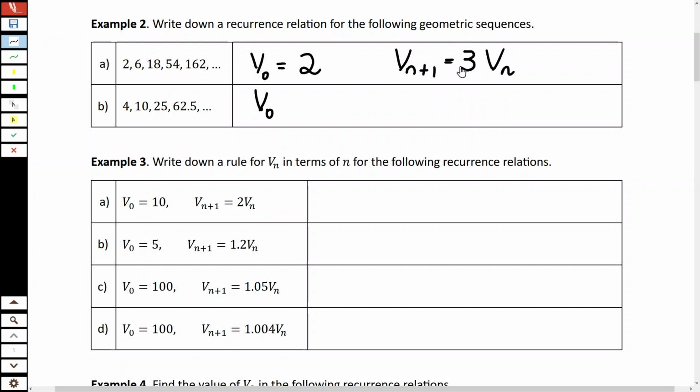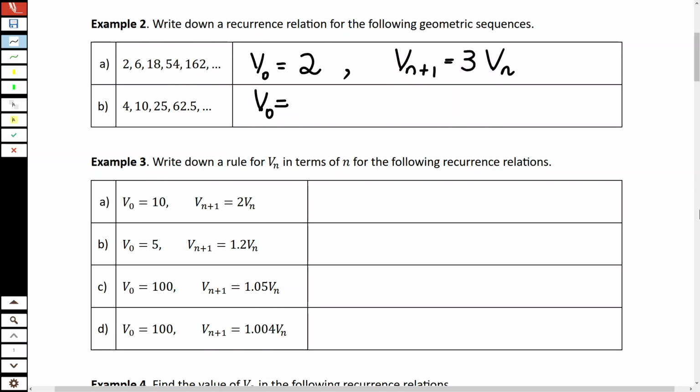3 Vn. Okay. When I write a number in front of the letter, that means I'm multiplying. Okay? So what this recurrence relation is saying is, start at 2, that's V naught, start the sequence at 2, and then to generate the next term, Vn plus 1, take the current term, Vn, and then multiply by 3. All right, next one. This one is not so obvious. So we did a couple of examples of this on Tuesday.